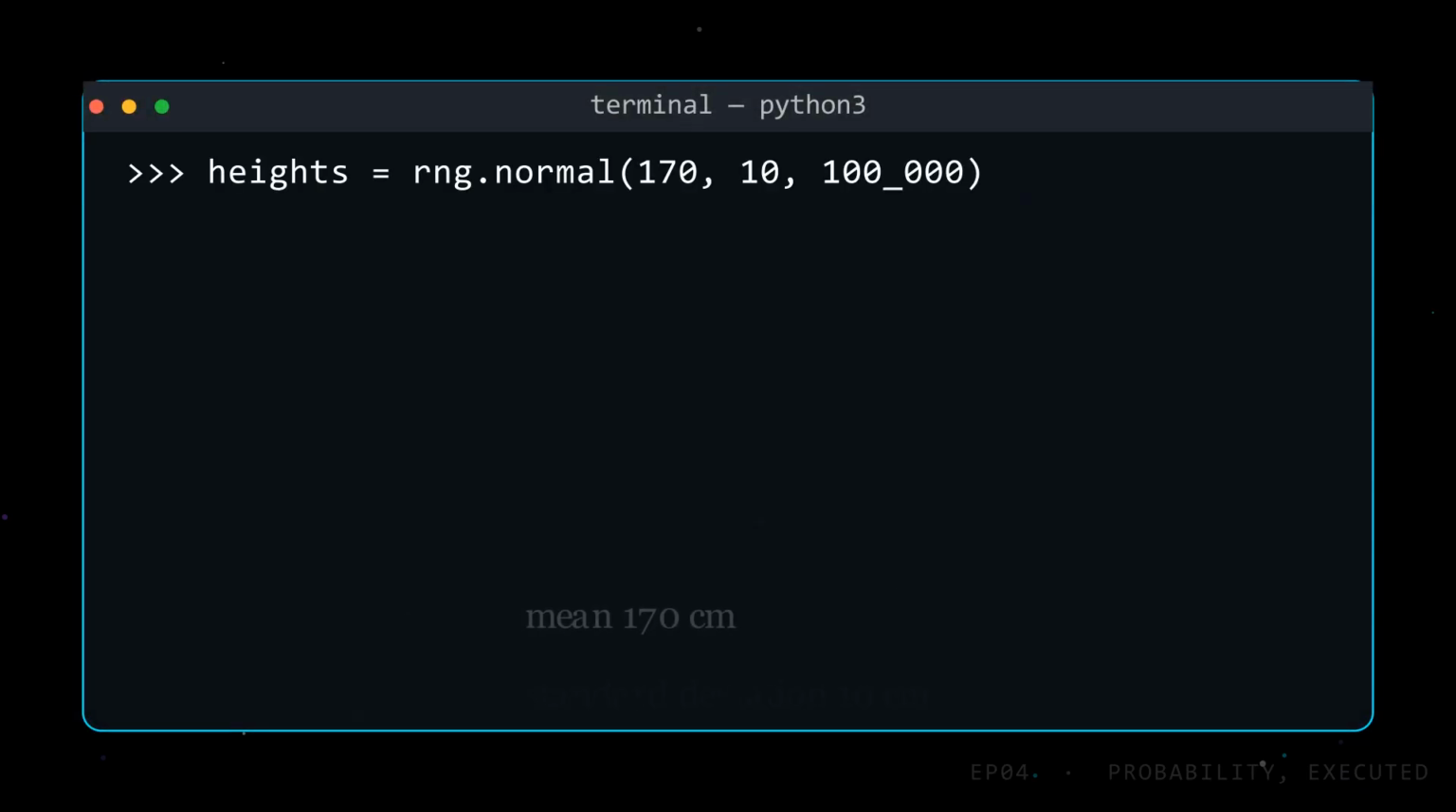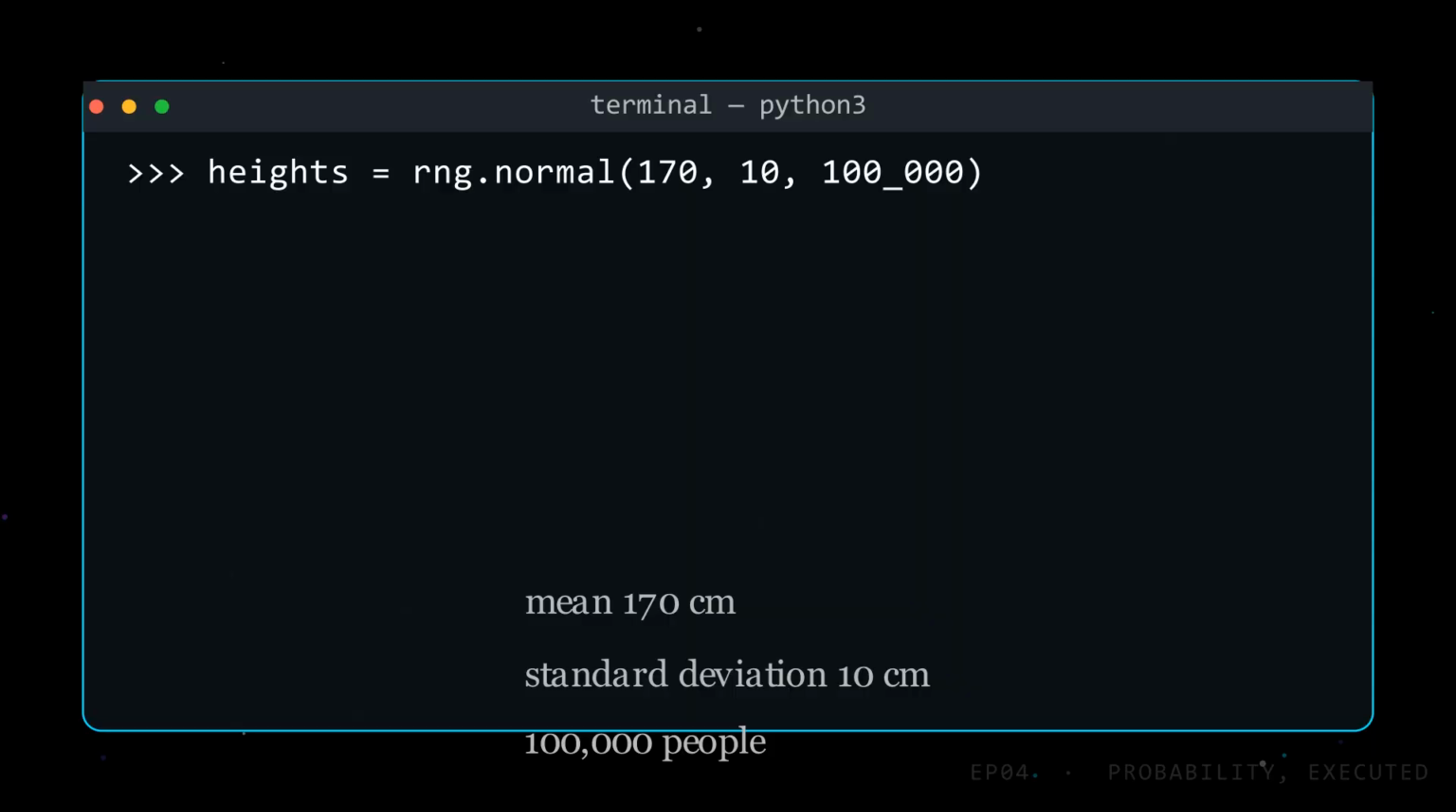Generating it is one call. Random.normal with a mean, a standard deviation, and a size. Let's do adult heights. A mean of 170 centimeters, a standard deviation of 10, 100,000 people. NumPy hands us back an array of 100,000 heights drawn from that distribution.